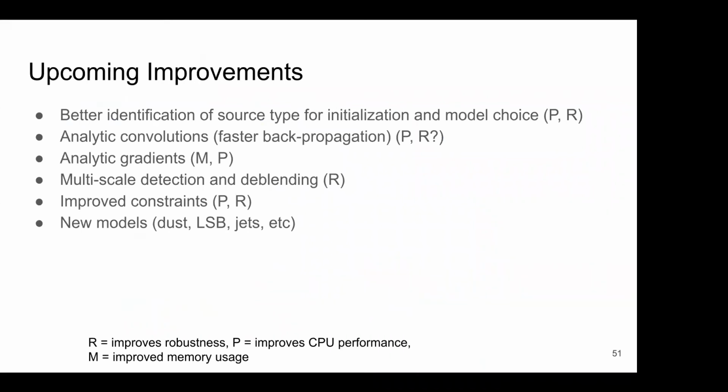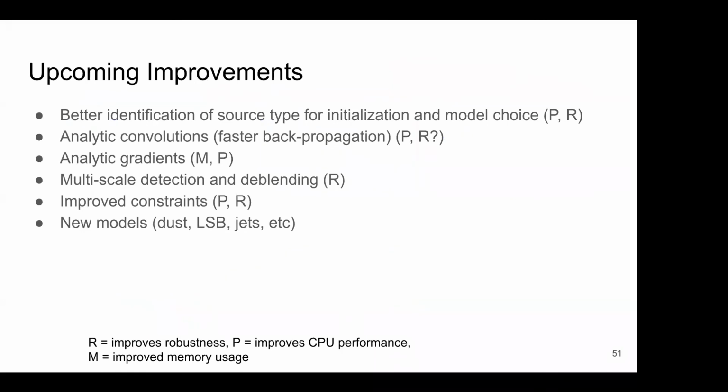So we have a number of upcoming improvements. We want to be able to do better identification of source type for initialization and model choice. That should improve both the CPU performance, the runtime, and it should make it more robust.